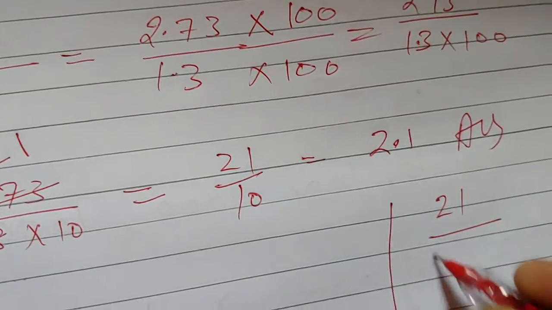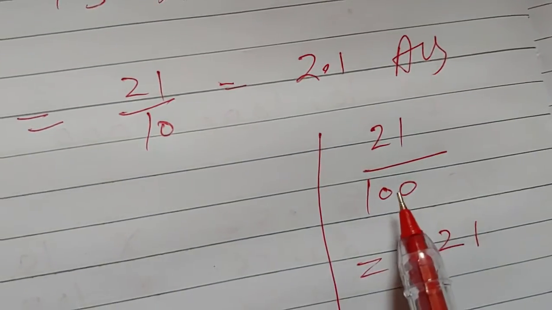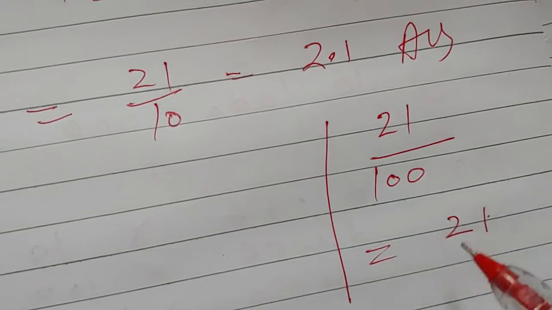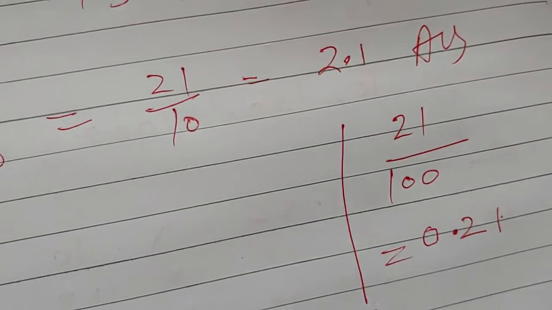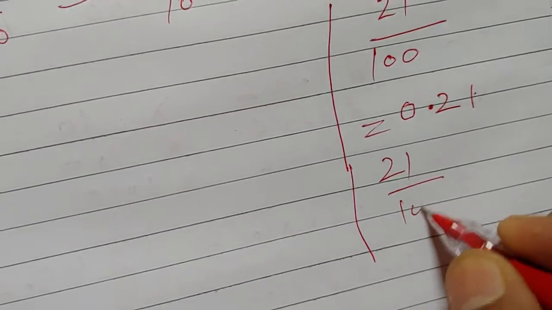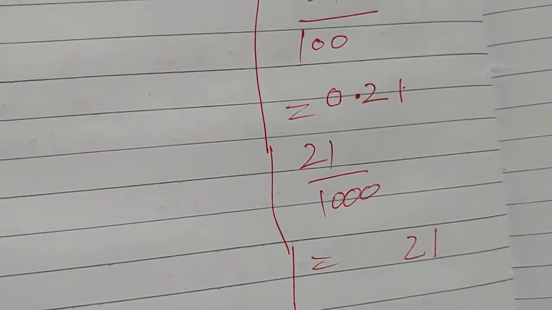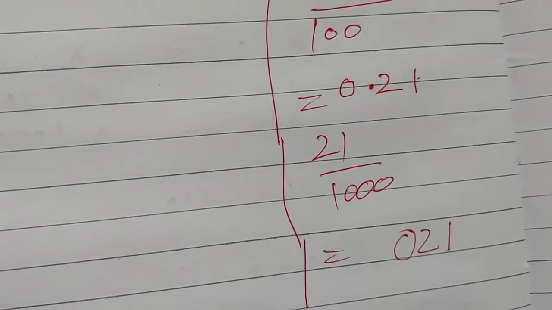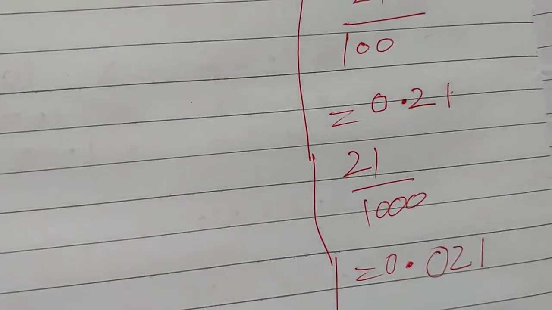Suppose 21 upon 100 is there. What will we do here? Just write 21. How many zeros are there? 2. You will place the decimal after 2 places from right to left, so the decimal will be placed here. To understand, just place a 0 here. Again, more clearly: 21 by 1000, how many zeros? 3. So you will place the decimal after 3 places. Since only two numbers are there, you can add 0 here, then put a decimal, and for precaution put a 0 also here.